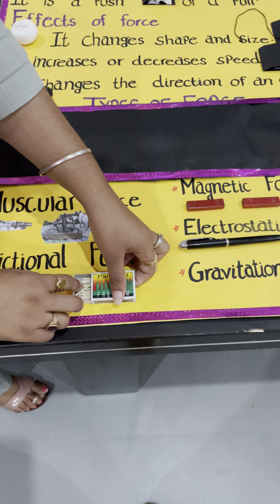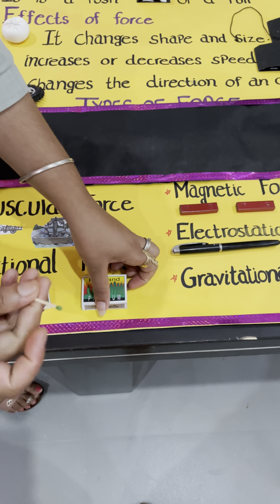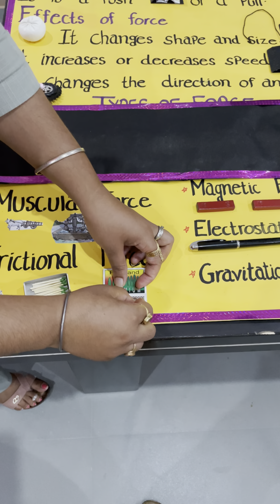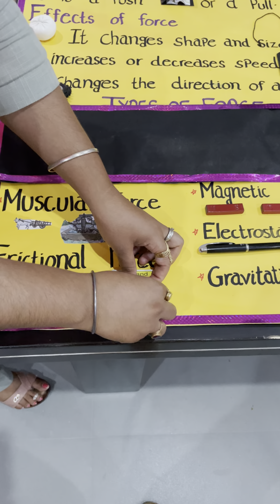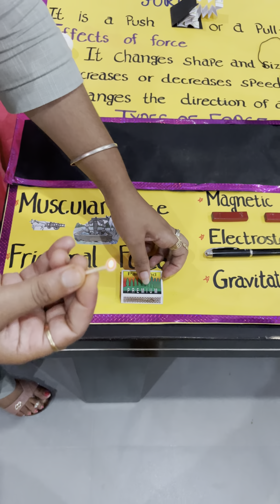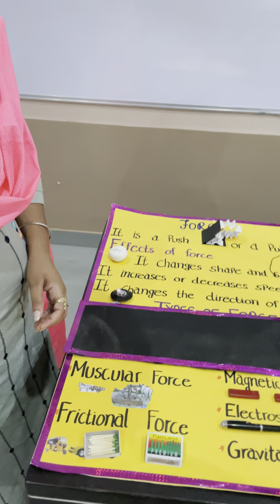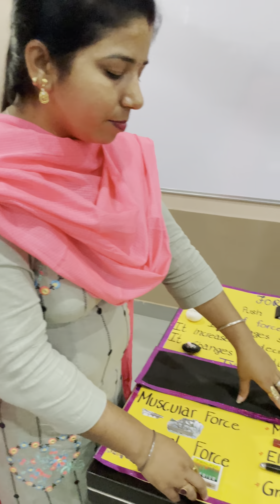And in the same case, when I rub this stick on this paper, then the friction between these two surfaces produces heat. So this is also known as the frictional force. Third one is the magnetic force.